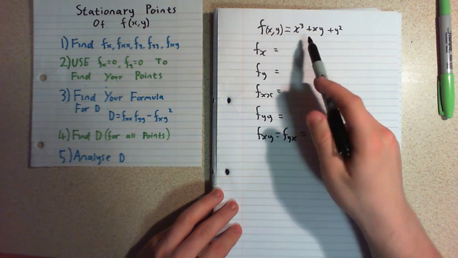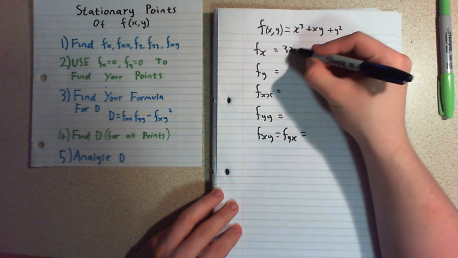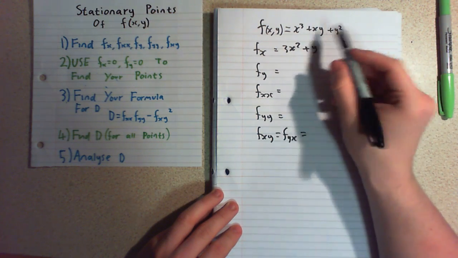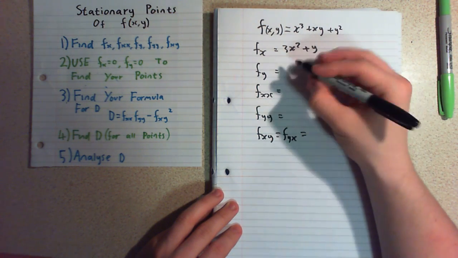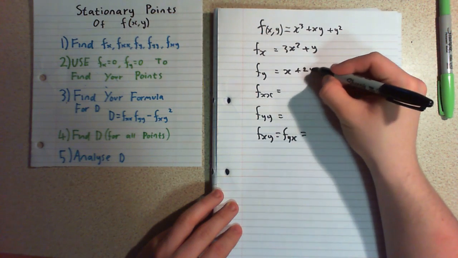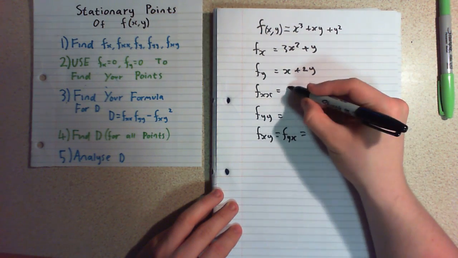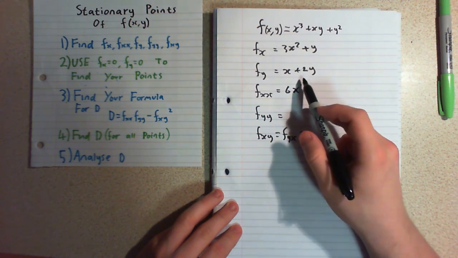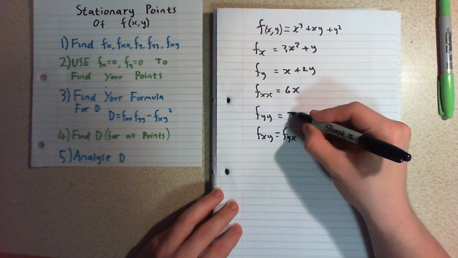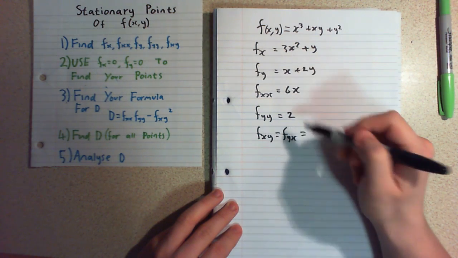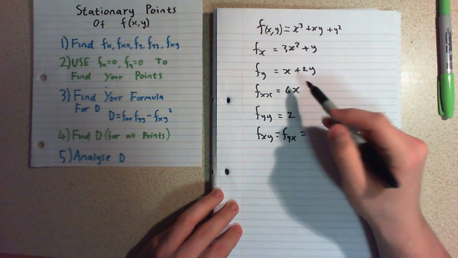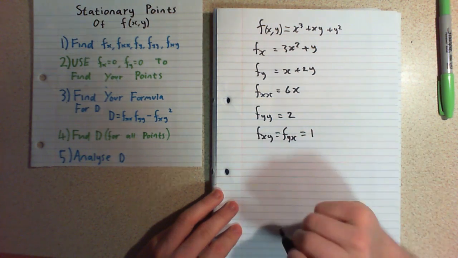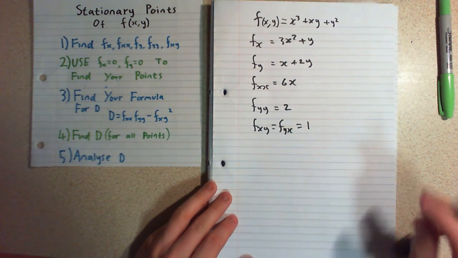So first with respect to x, we get 3x squared. Remember our y is constant, so just plus y, and that vanishes. Now with respect to y, that vanishes, and we're left with x plus 2y. x twice is going to give us 6x, and y twice is just going to give us 2. And then on the mixed, we have a look at our x or our y and differentiate with respect to the other one. I'm going to take the y and go with x, and this just gives us 1. Okay, so that's nice and easy.